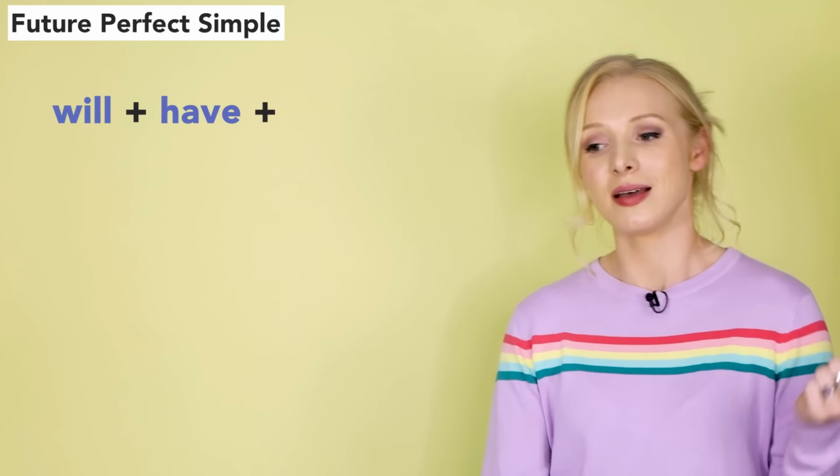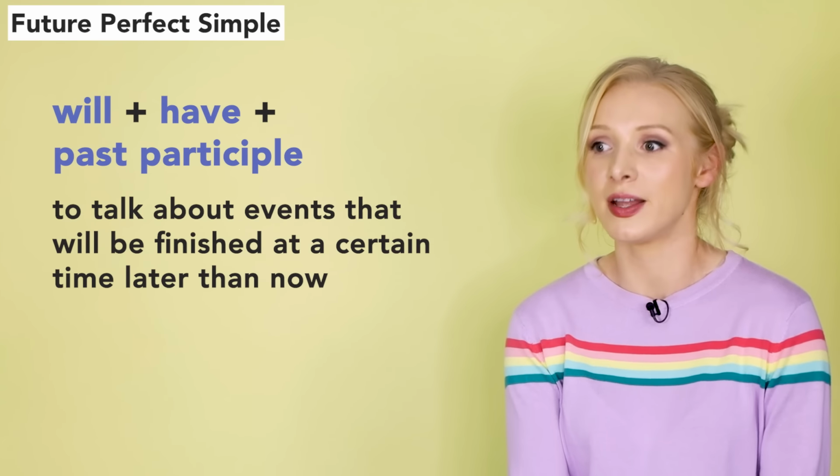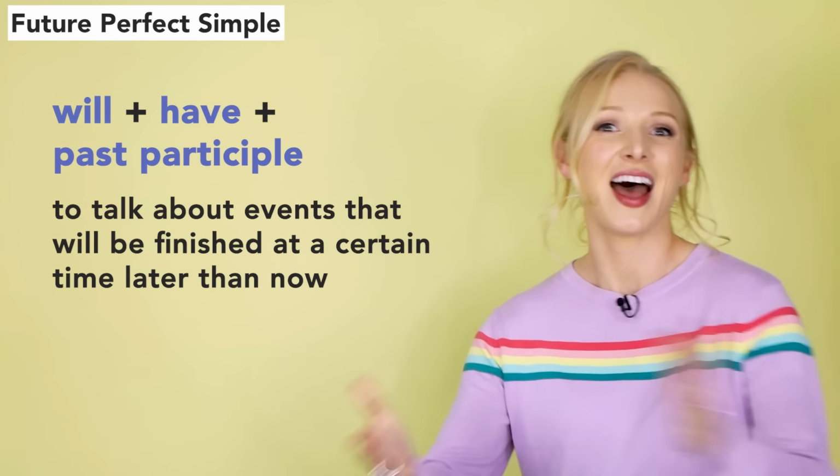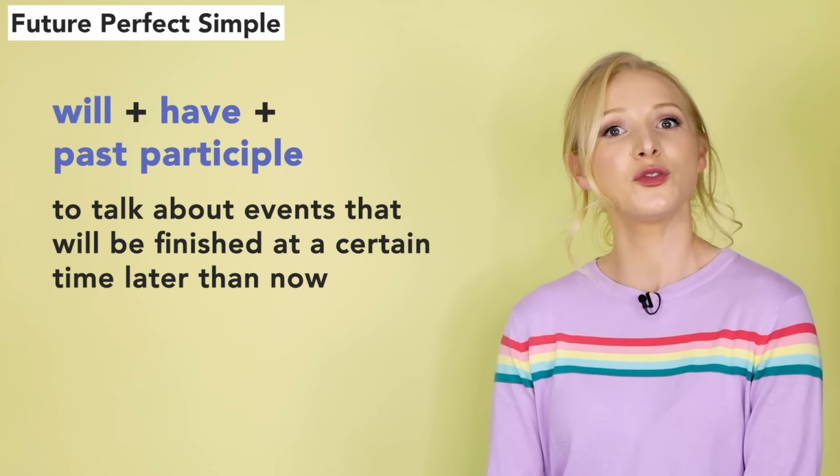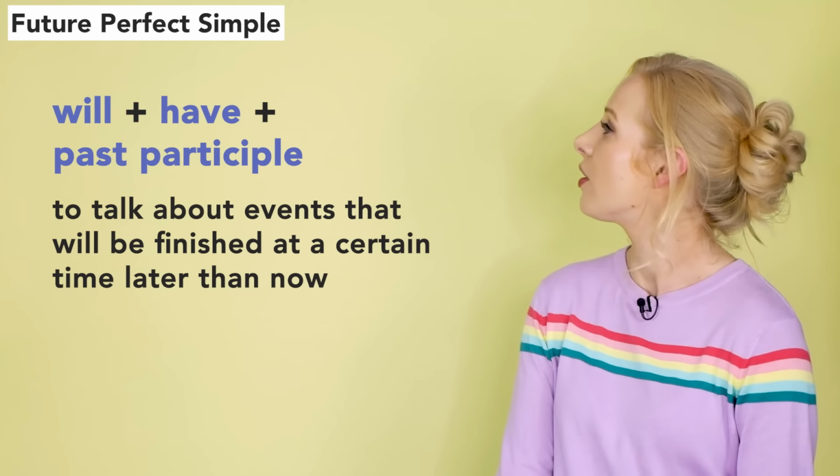The future perfect simple, will plus have plus the past participle. We use the future perfect simple to talk about events that will be finished at a certain time later than now. It's like we walk into the future and then turn around and look back.